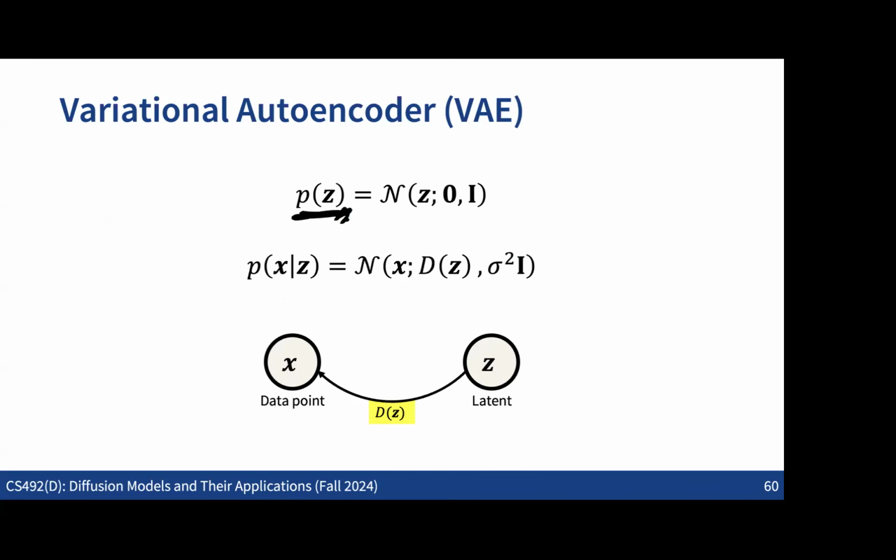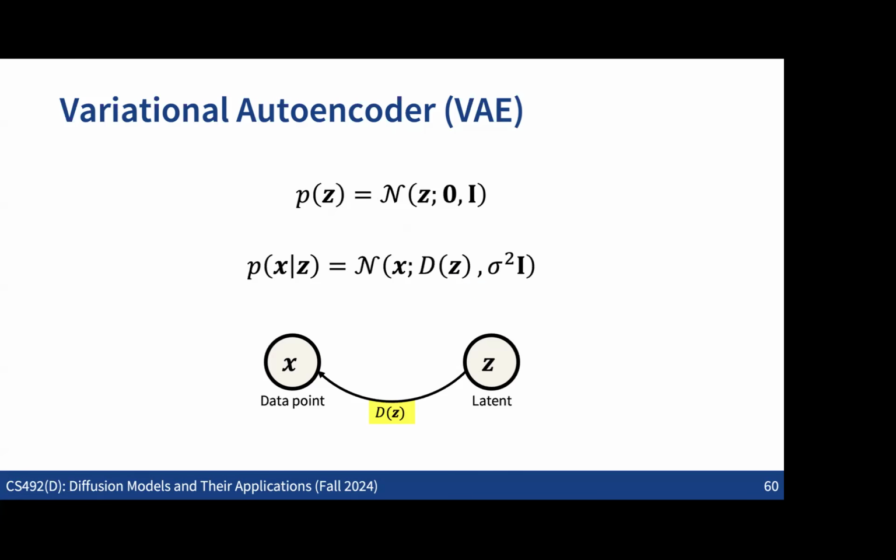Let's say we just fix this as a standard normal distribution. It doesn't need to be a standard normal distribution. You can also come up with other cases, but let's simplify things. So let's say the latent distribution is simply a standard normal distribution. And then we are also modeling the likelihood, the mapping from z to x, as another Gaussian distribution, whose mean is predicted by our decoder, right?